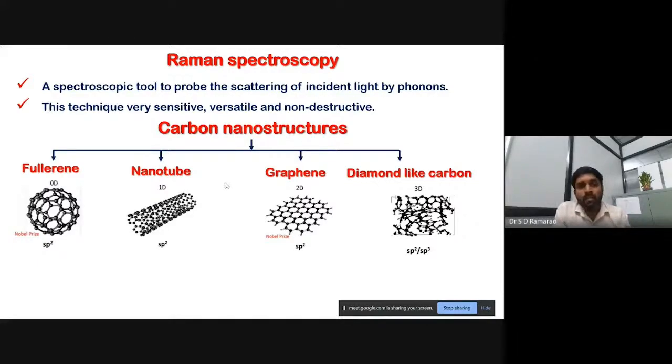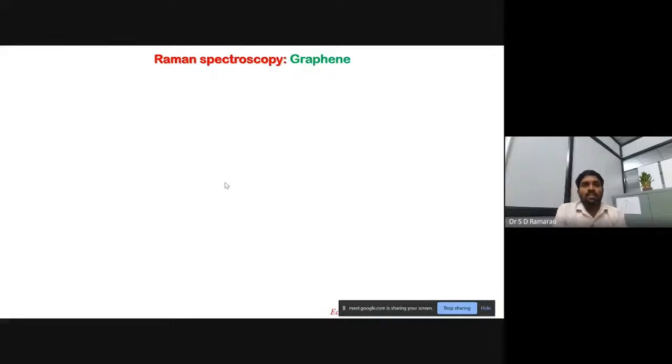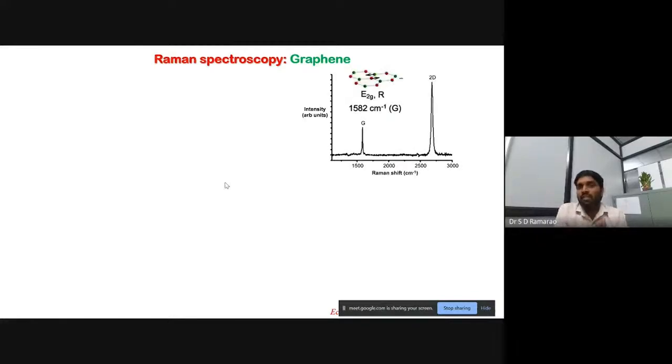Now let us take one case study, graphene, and see how you can use Raman spectroscopy to understand it. If you take graphene, you all know that graphene is nothing but a single layer. Take graphite: it has carbon hexagons, and they form many layers. If you peel out one layer of carbon atoms, we call it graphene. The pictorial representation is shown here.